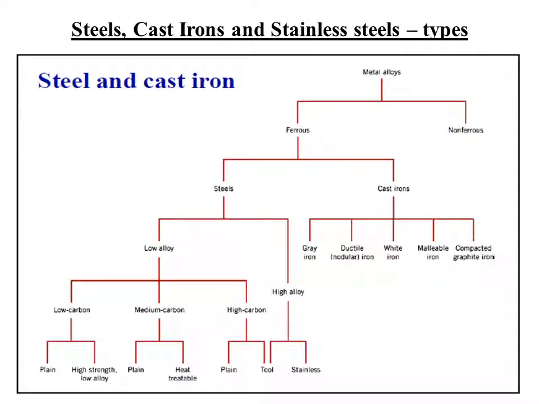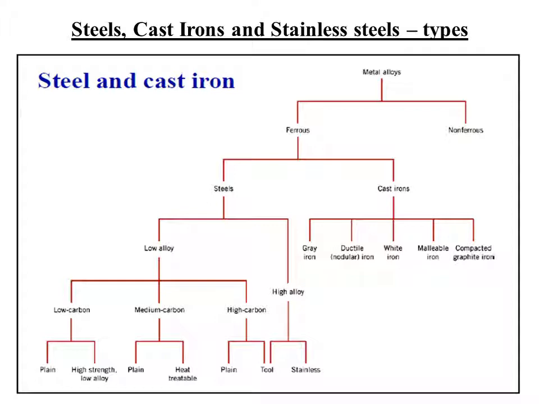Here, let us see about the different steel and cast iron, that is, the iron carbon alloys, different types of iron carbon alloys. Metal alloys are classified into two types: one is ferrous and another one is non-ferrous. Ferrous means the alloys of carbon and iron. In ferrous, you have steel and cast iron.